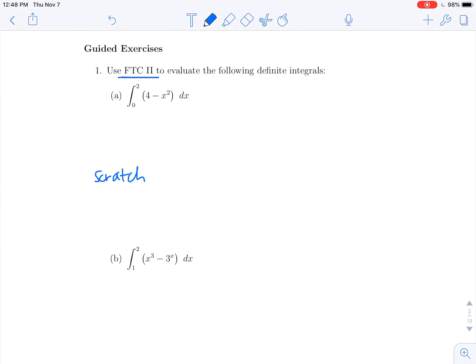Using the language and the notation of FTC2, our little f of x for this example is 4 minus x squared. And to use FTC2, we need to come up with an antiderivative for that function. So one antiderivative is 4x minus 1/3 x cubed. So this is one antiderivative.